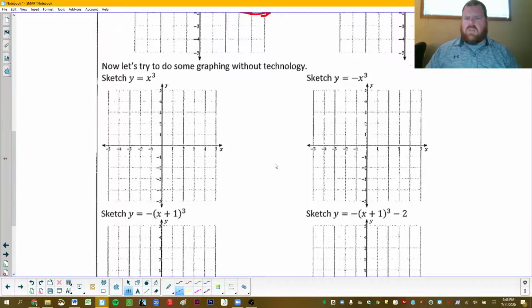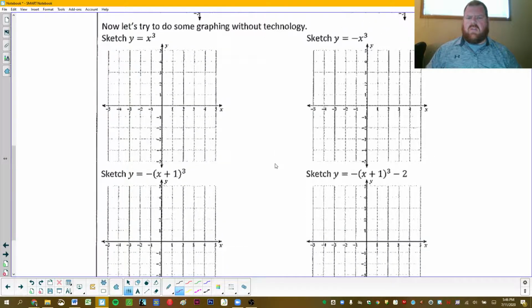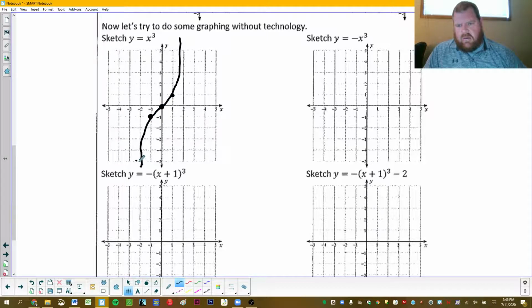All right, so let's try to do some of this. We've got 4 problems here, and I want to do these without any graphing technology. We know from that day 5 stuff that x cubed goes through 0, 0, 1, 1, and -1, -1. And then by 2, it's all the way at like 8 and -8. So it's going to kind of look like this. Let me try to smooth it out as best I can. Okay, it's going to look something like this.